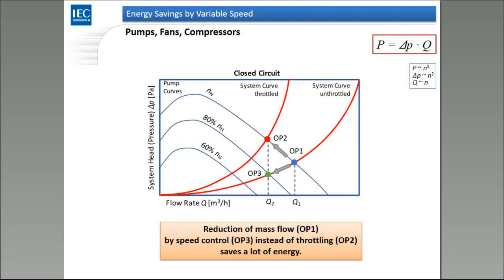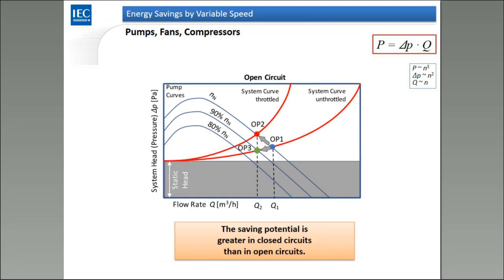Now, it doesn't always work as nicely as is presented here. Let's assume this case, and this is now an open circuit. Open circuit means that you have a system that spills, for example, water out of a hose. For example, a fire water pump would be an open circuit. For open circuits, you have the so-called static head. That means you have a certain amount of pressure that is simply needed to pump the water upwards to the point where it is released.